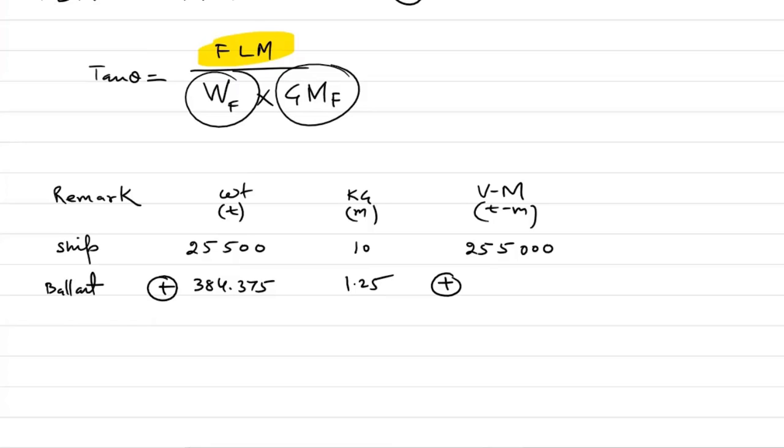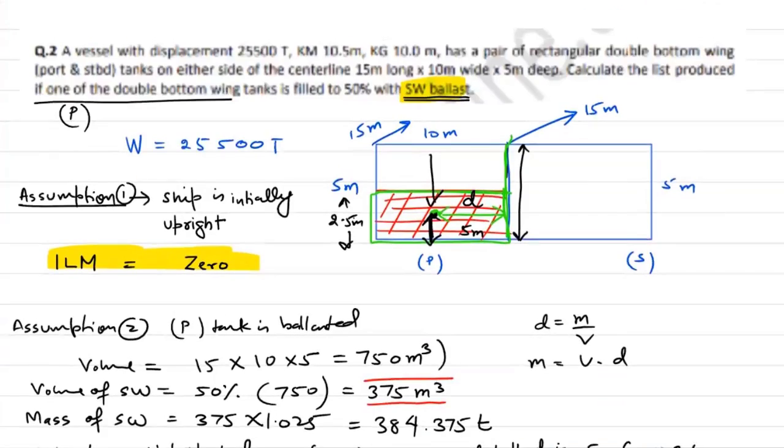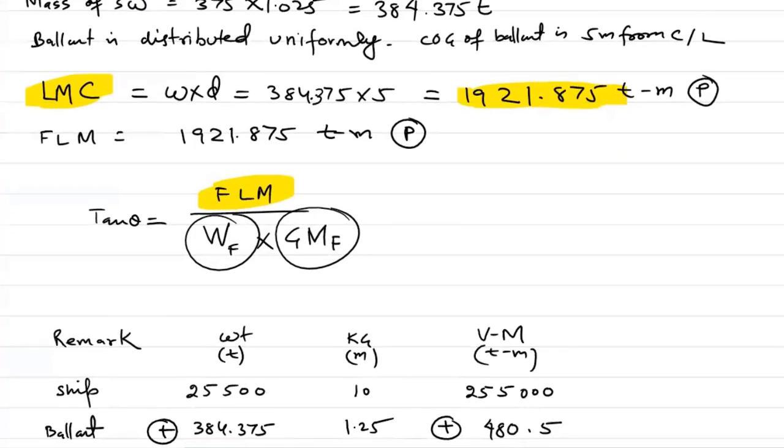480.469, let's keep it this way, 480.5. Round it off. Now you can find the KG and then apply the free surface correction. Let's find the free surface moment also.